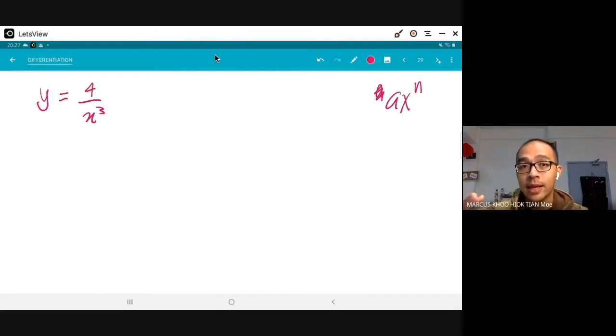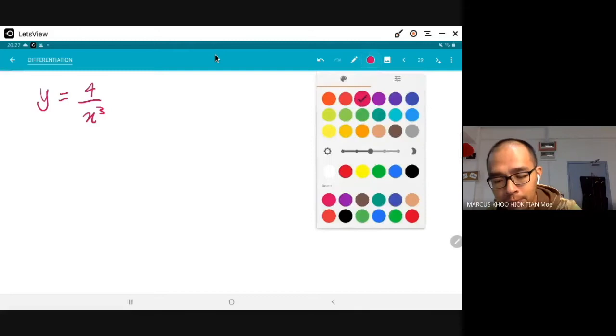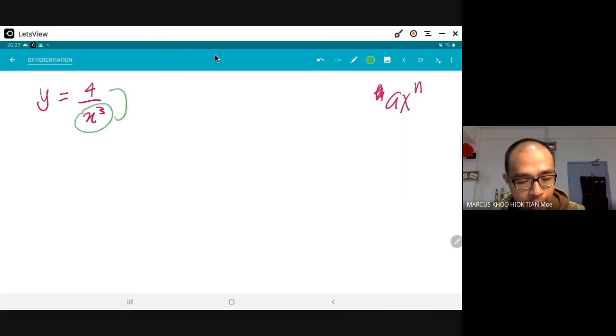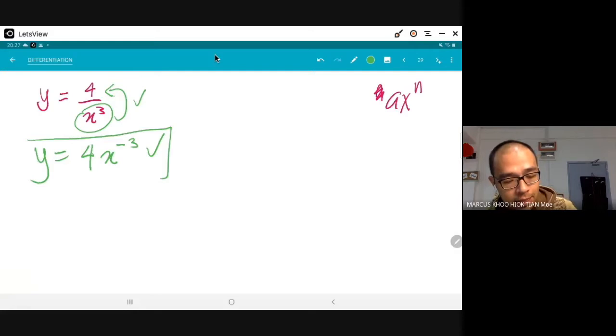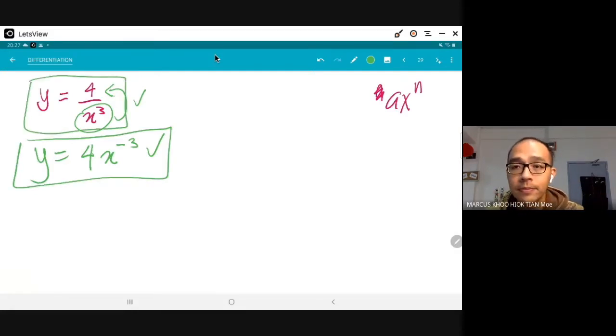How do you make it one line? This power of 3, you bring up to the top. Because at the bottom it is a positive power, when you bring it up it will become 4x to the power of -3. This and this are actually the same thing, just different ways of writing. But this one we can differentiate. This one, we cannot, because the power is at the bottom. So it's a big problem for us. So we have to bring it up.